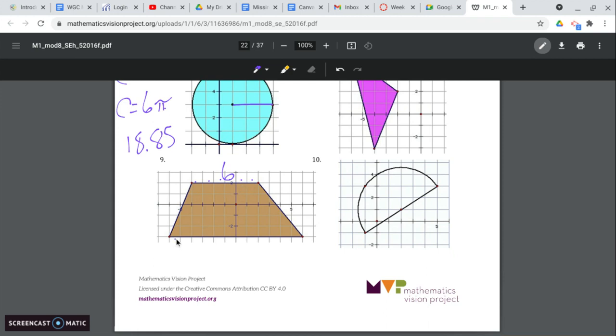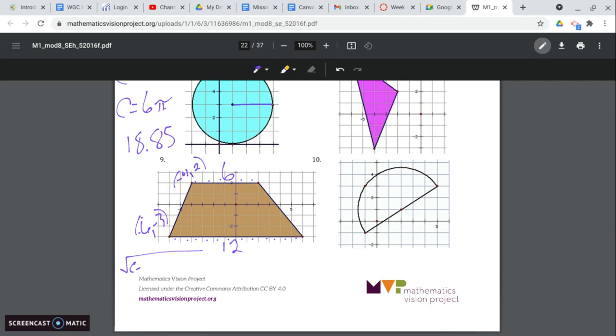This side is 1, 2, 3, 4, 5, 6, 7, 8, 9, 10, 11, 12. So this one is 12. Now, to find the diagonals, so this is at the point -6, -3. So you've got -6, -3. And this point up here is -4, 2. So use our distance formula.